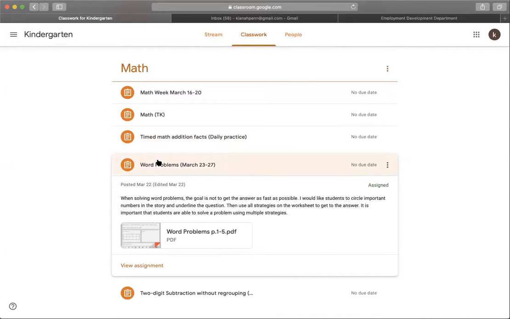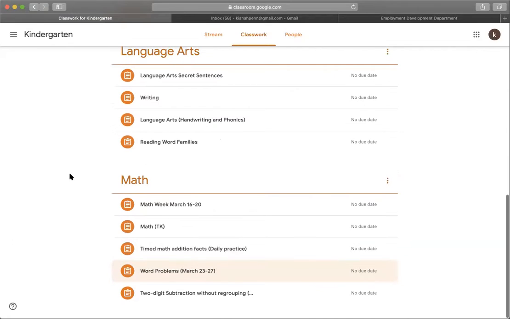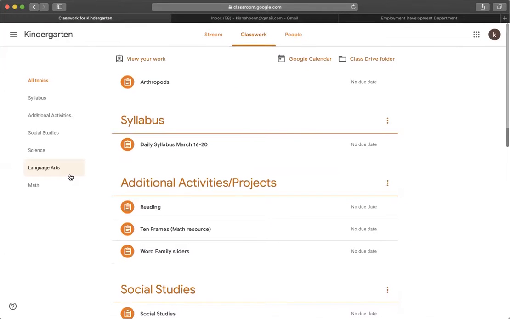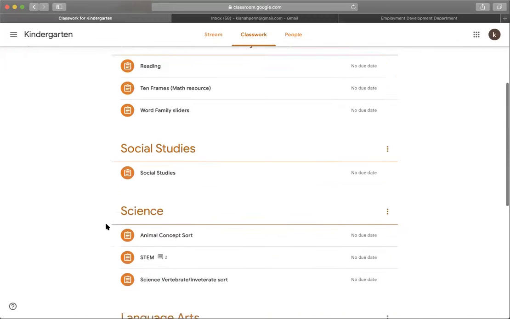And then, Kiana, will the login be the same numbers as it was today? Yes. Even for Google Classroom too, it should be the same code. The videos too as well should be the same code. If anything changes, I will definitely communicate that to you guys.